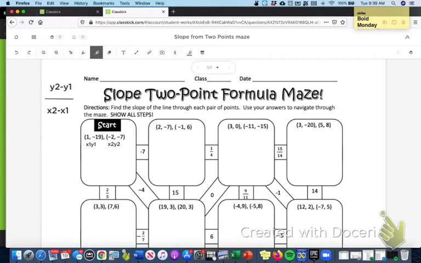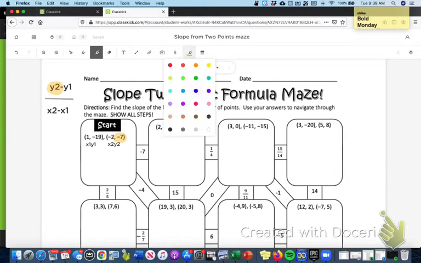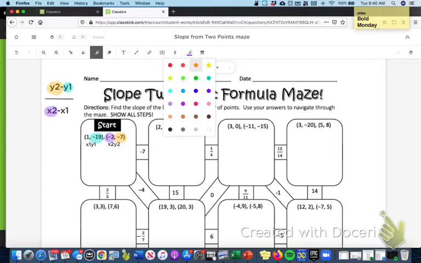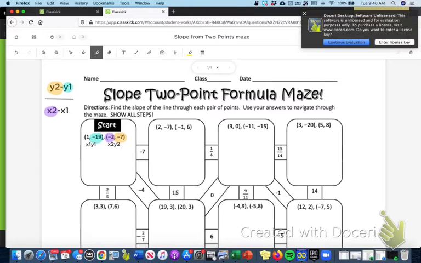So I would go through, you know how much I like to color code, so I would be consistent. So y2 is y2, y1 is my y coordinate of my first coordinate. My x2 is the x coordinate of my second coordinate. Oh, oops. I meant to highlight the number. And then my x1 is the x coordinate of the first coordinate.